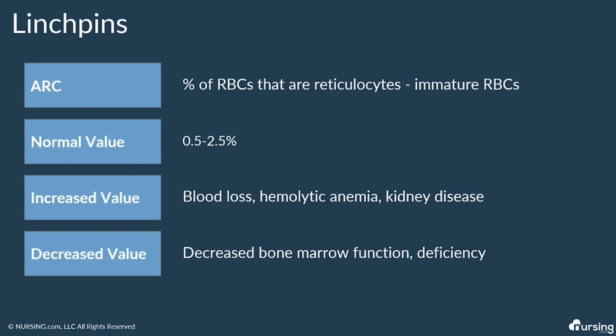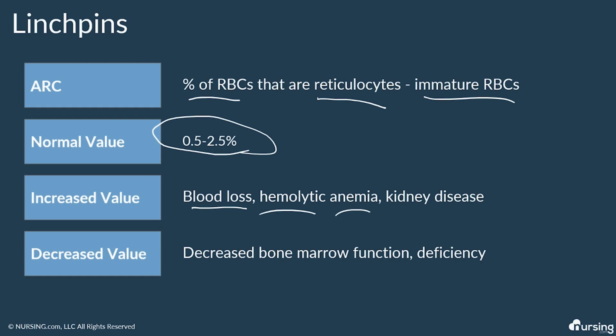That brings us to our linchpins. The absolute reticulocyte count is the percentage of red blood cells that are reticulocytes, or immature red blood cells. The normal value for healthy adults that are not anemic is between 0.5 and 2.5%. This value will increase in cases of blood loss or hemolysis, particularly hemolytic anemia and kidney disease. The value will be decreased if bone marrow function is suffering or there are nutrient deficiencies.